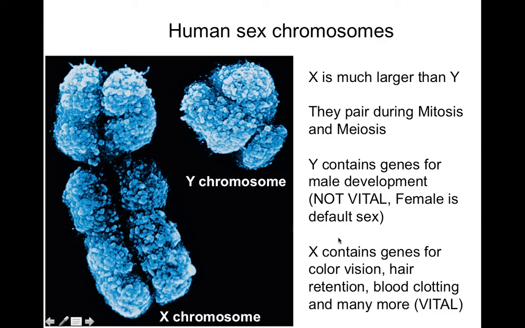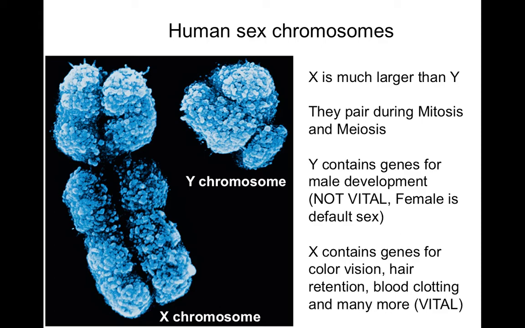The X, on the other hand, contains a ton of genes. Genes for color vision, hair retention, blood clotting, and many more. And what do you see about these? What really strikes your interest about these three genetic information? Well, color vision, blood clotting, and hair retention are all things that have issues more in men than in women, right? Male pattern baldness, for example.